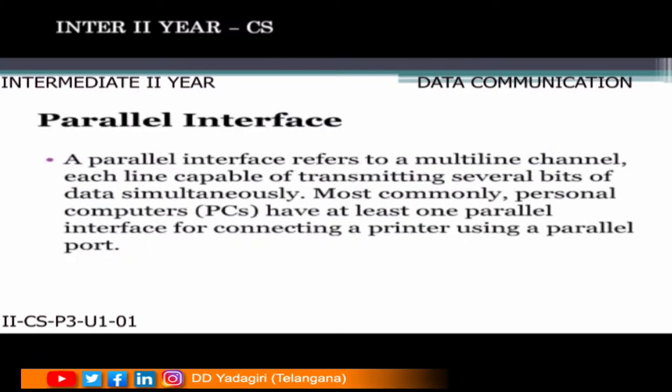Next topic, types of interface. There are two types of interface, parallel and serial interface. Coming to parallel interface, a parallel interface refers to a multi-line channel, each line capable of transmitting several bits of data simultaneously. Most commonly, personal computers have at least one parallel interface for connecting a printer using a parallel port.